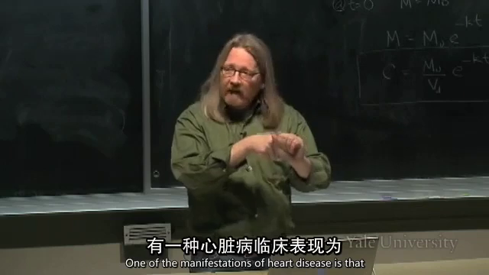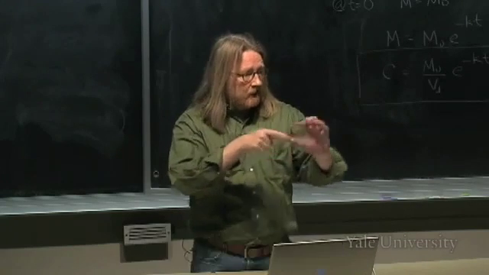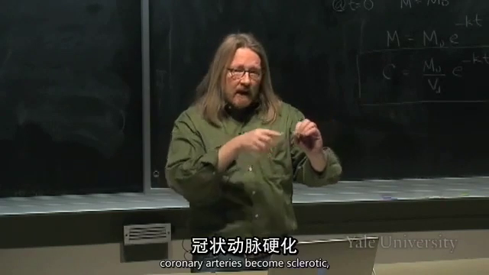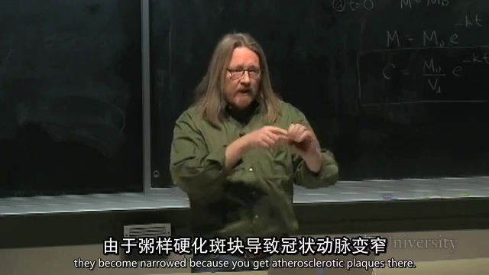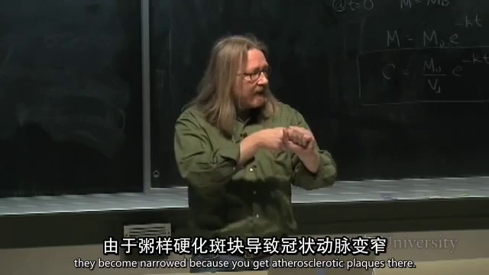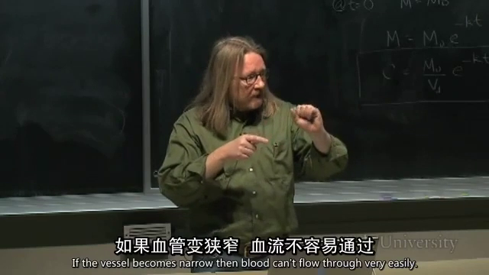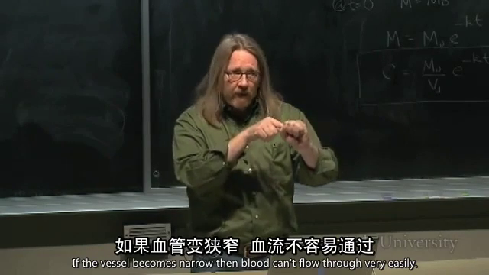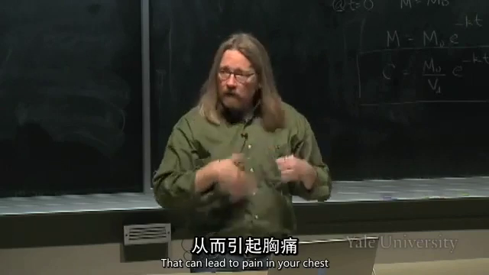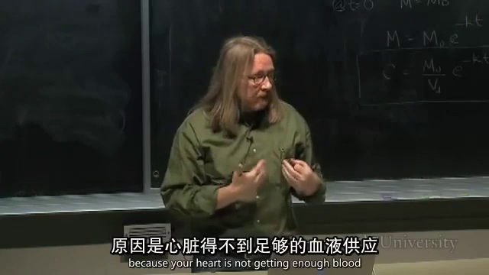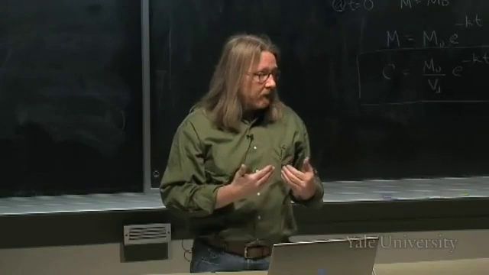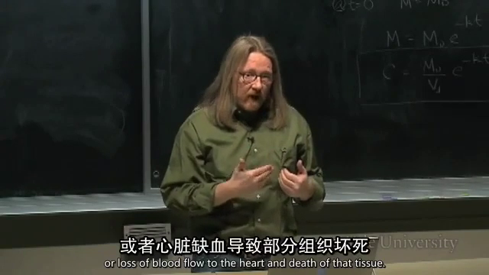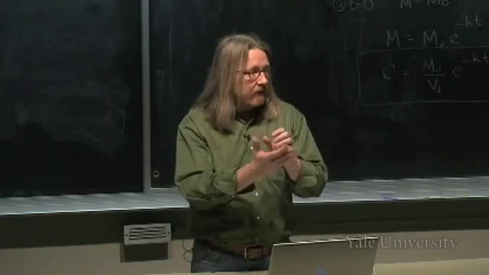Now, one of the manifestations of heart disease is that coronary arteries become sclerotic. They become narrowed because you get atherosclerotic plaques there. If the vessel becomes narrowed, then blood can't flow through very easily, and that can lead to pain in your chest because your heart is not getting enough blood, and can lead to a heart attack or loss of blood flow to the heart and death of that tissue.